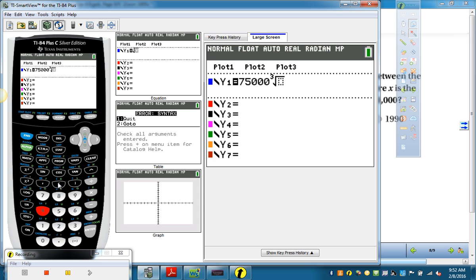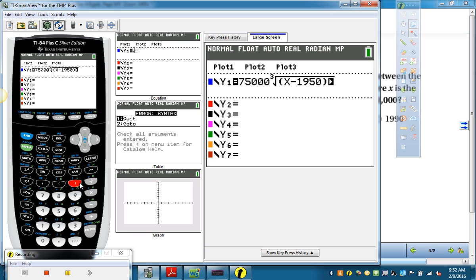And then in here, I'll put in parentheses, x minus 1950, close my parentheses. So it should look like that. You have to close the parentheses. I believe your calculator allows you to stay under the root without the parentheses, so it's good practice. All right, so if I were to do Zoom 6, would this show up?